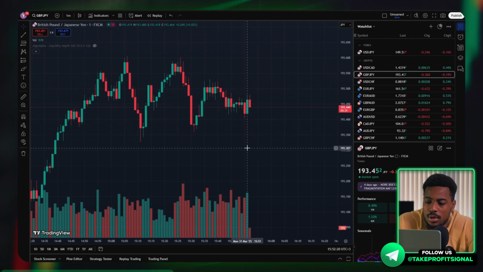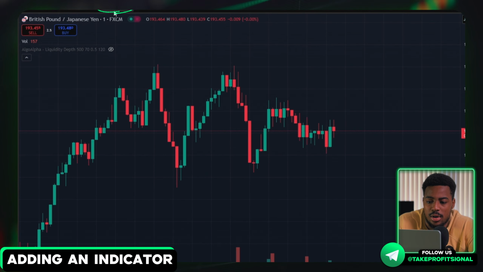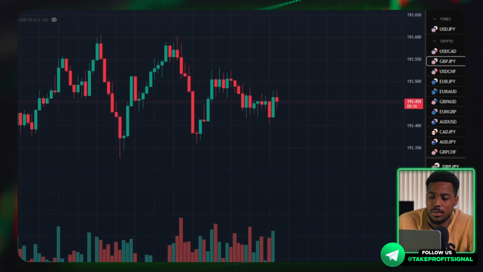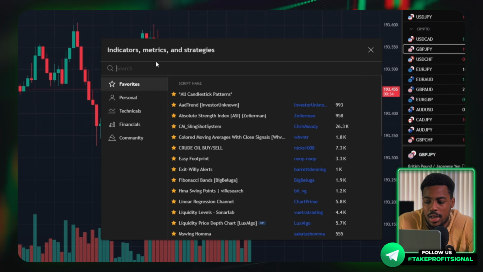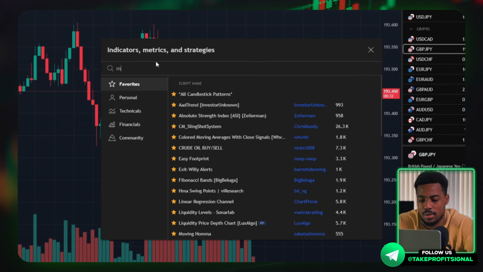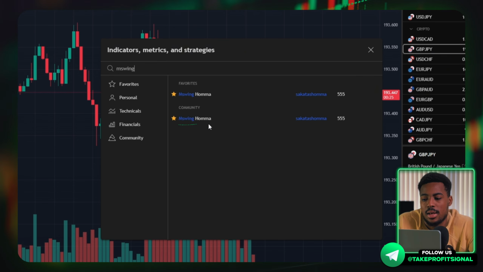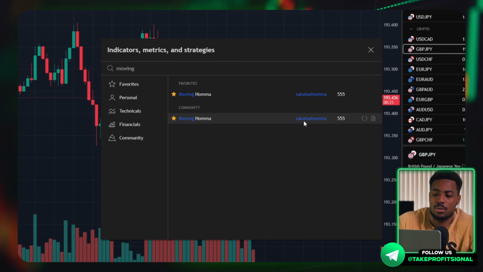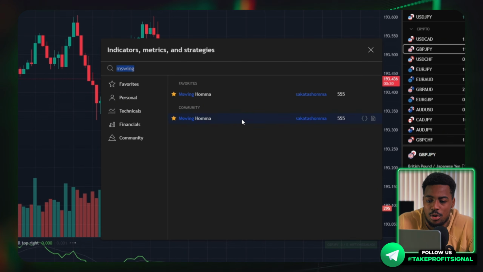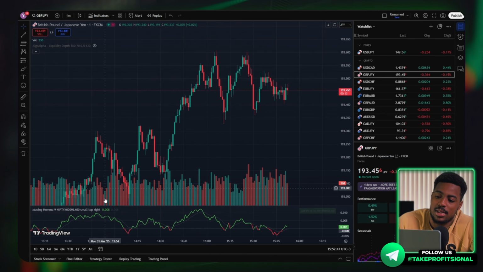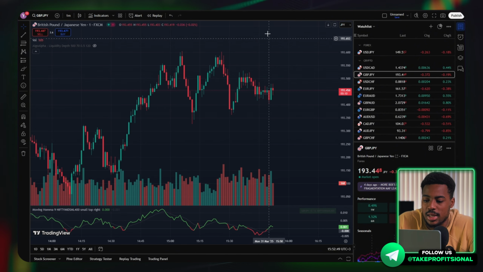So, now let's add an indicator with the help of which we will trade. Go to the indicator section, write the name of the indicator, and add the indicator named MSWING HOMA from this author. Click on it. So our chart has been transformed thanks to this oscillator that we were able to add. Now let's see how we will trade using this indicator.